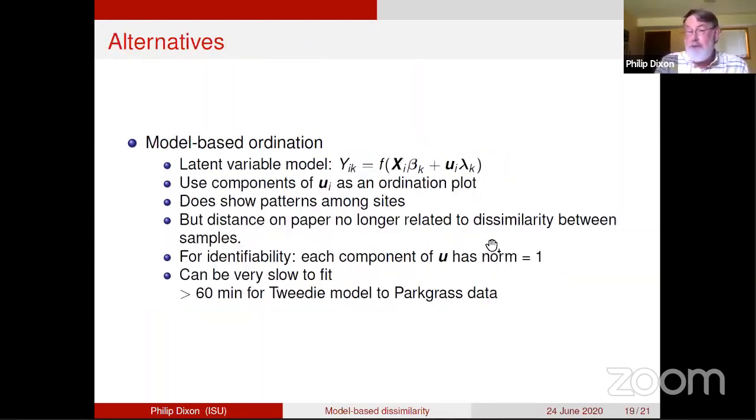And an alternative, you may be thinking, is model-based ordination, which we'll hear about later today. That's a latent variable model where we use the latent scores as an ordination plot. It does show patterns between the sites, but no longer are distances on paper related to dissimilarity between the samples. And that's because of the identifiability concern, where each component of the latent vector is normed to 1. Practically, this can be very slow to fit, and you'll hear about, I believe, faster ways of fitting this. I gave up after 60 minutes trying to fit the Tweedie model to this very small parkgrass data set.